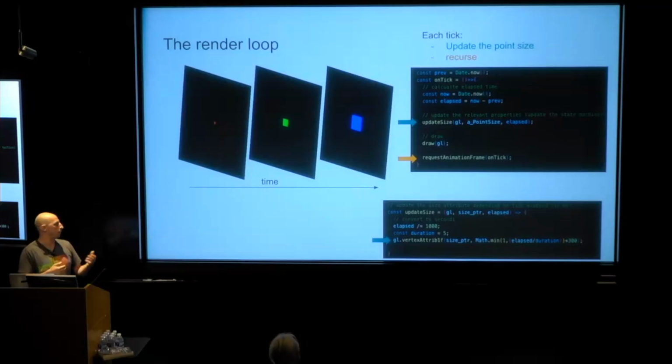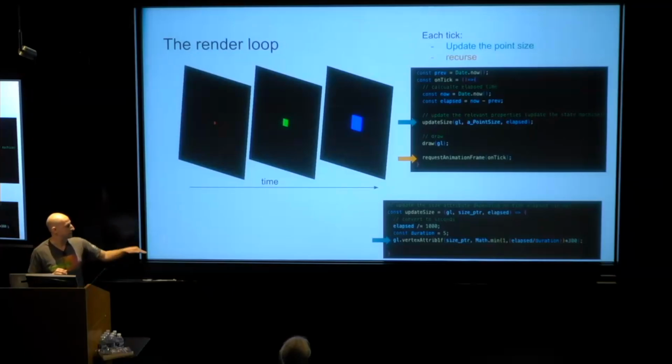In this update size, I'm essentially just making it bigger, but I'm slowing it down. So it'll increase for 5 seconds. That's all. WebGL doesn't need to know what my intentions are. It's just that when I'm ready to draw, I'm saying how much time has elapsed, interpolate the size that much, and then you're ready to draw.